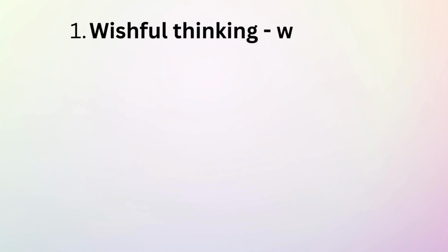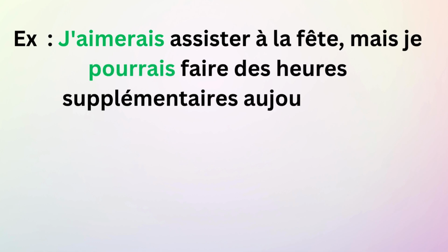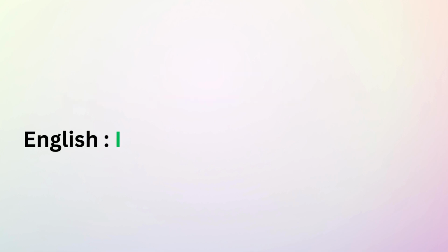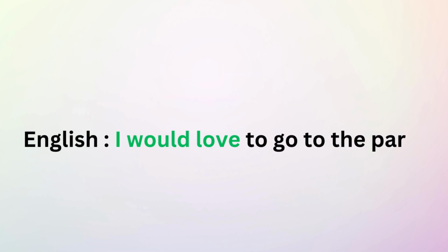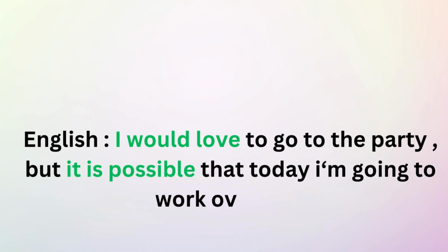We use the conditional mode in order to express firstly wishful thinking. We use the verb aimer in order to achieve that. For example, j'aimerais assister à la fête, mais je pourrais faire des heures supplémentaires aujourd'hui. That means that basically I'm saying I would love to go to the party, but it is possible that today I am going to work overtime.